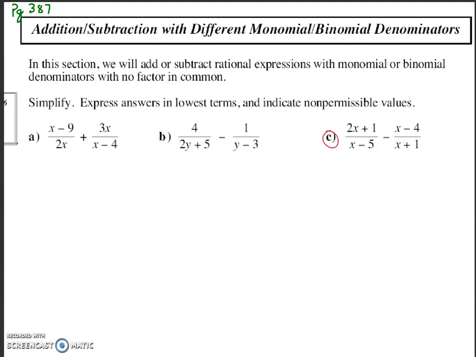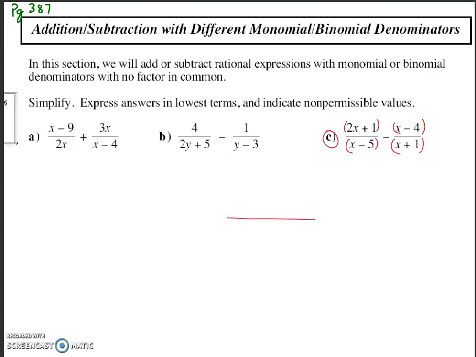Page 387, you'll notice in this example, our denominators are now becoming bigger, so they're becoming a binomial, a monomial, a mix of them. So if I take a look at this one in part C, I see two different binomials, and like I said, I always just like to put brackets around them. So two binomials, there's nothing in common between them. I can't factorize them any further either.